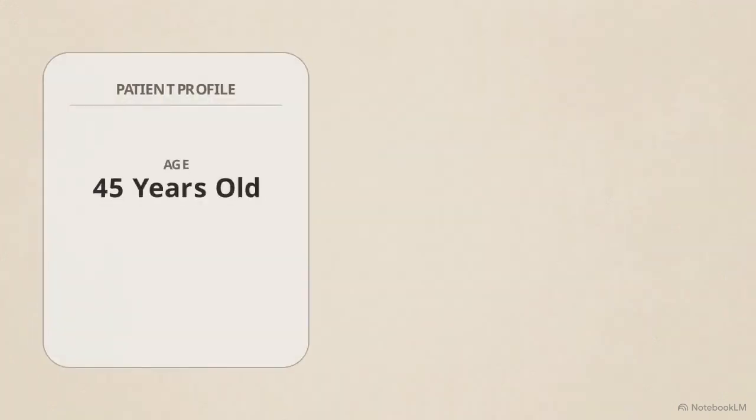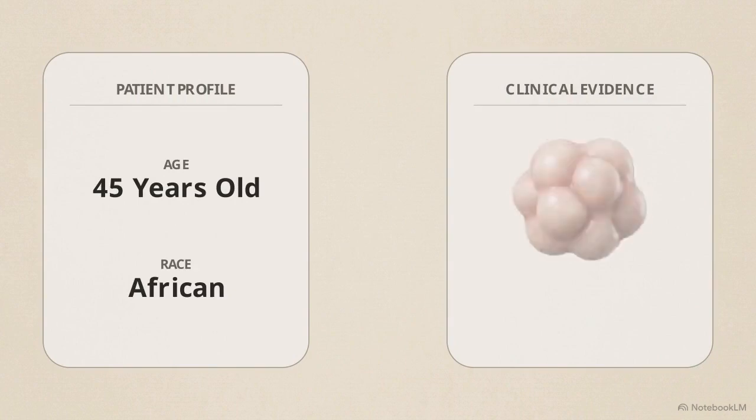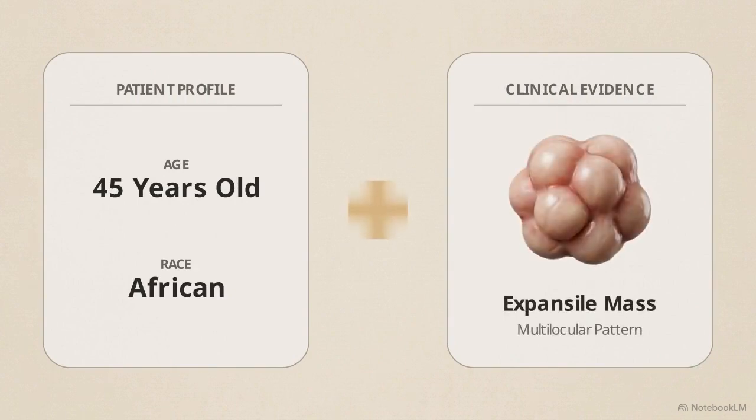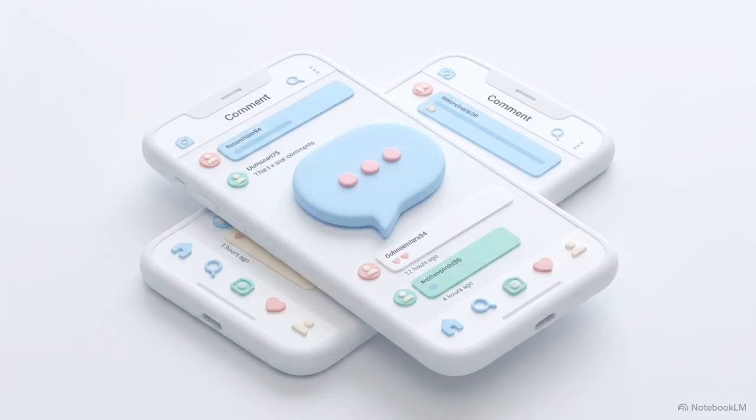Consider the patient's age and race alongside these two initial perspectives, showing an expansile multilocular mass. Take a moment to formulate your primary differential diagnosis and share your reasoning in the comments below.